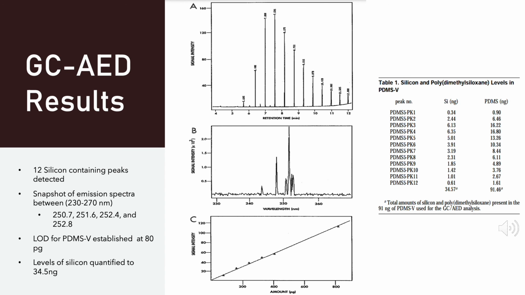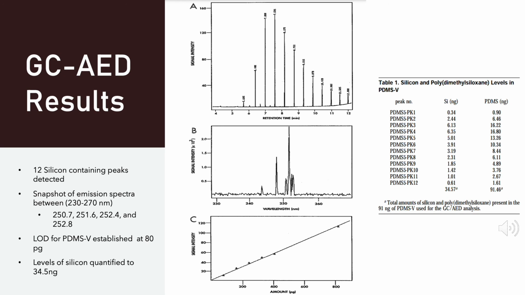Here we have the results from the GC atomic emission detector. In Figure A, it shows a chromatograph of the 12 silicon-containing peaks that were detected. Peak 1 had a retention time of 5.695 minutes. Then Figure B shows a snapshot of the emission spectra between 230 and 270 nanometers.